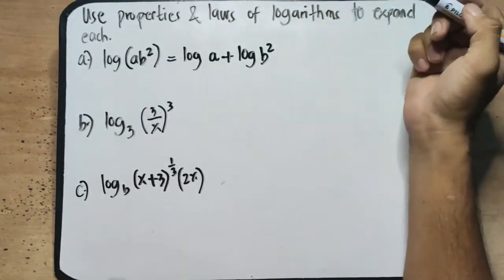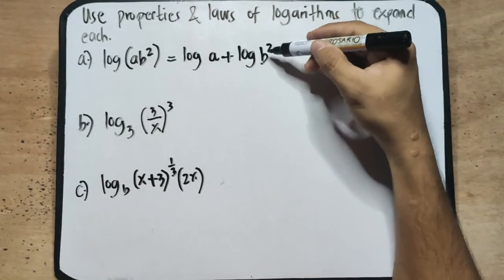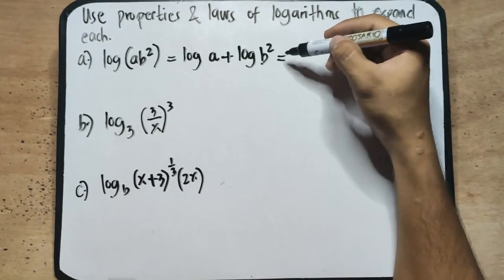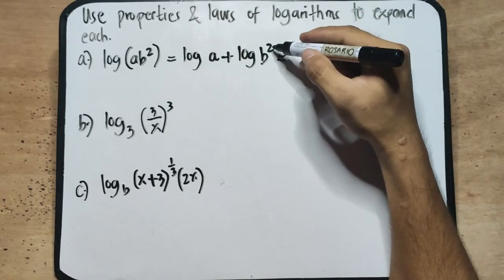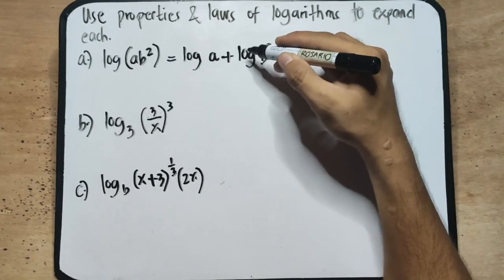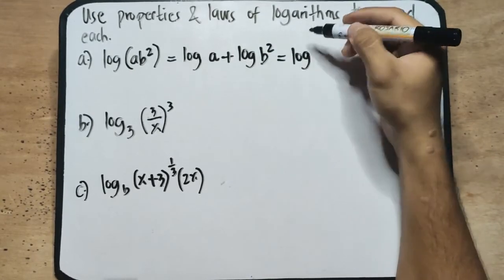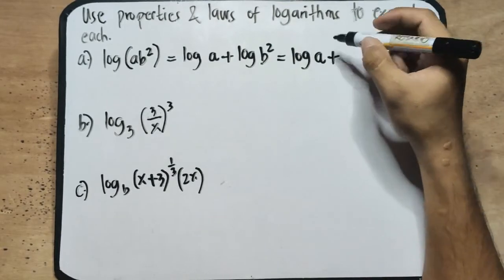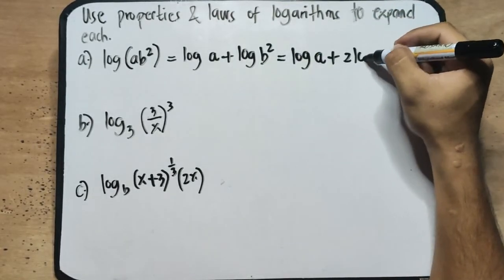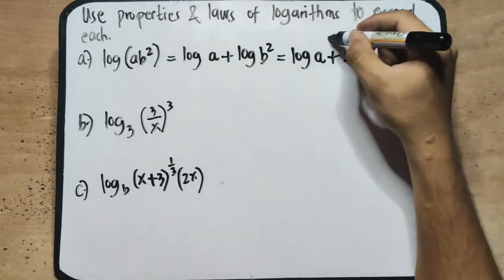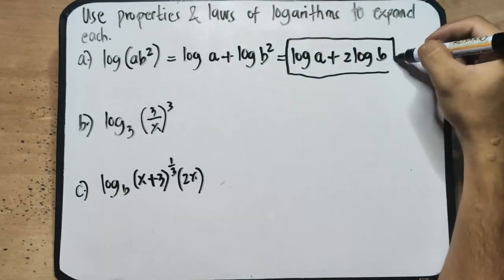So, simplified na ba siya? Hindi pa, kasi meron pa siyang square dito. So, we use the third law. Kapag may exponent, ibababa natin siya sa tabi ng term na log. So, our answer will be log A plus 2 times log B. So, here is our answer.